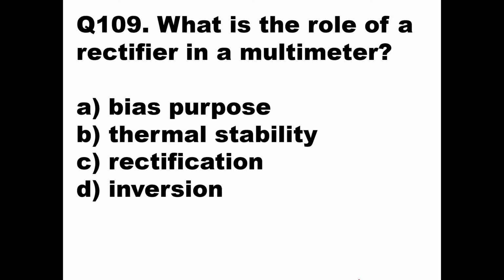Then we'll go to the next question, question number 109. What is the role of a rectifier in a multimeter? As we have said earlier, in a multimeter, a rectifier is used for AC to DC rectification. So here option C will be the right answer, rectification. Because we want to show DC values and we want to convert AC into DC, rectifiers are used. So a rectifier is used in a multimeter for rectification.